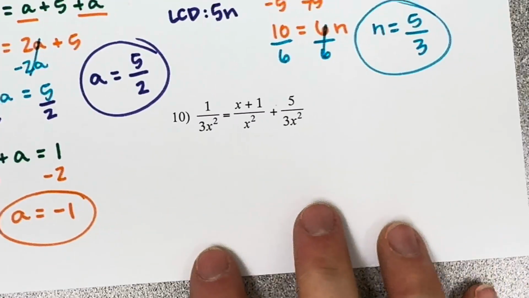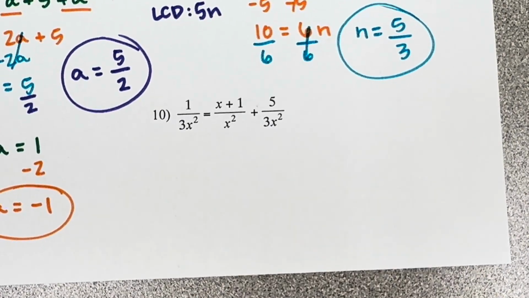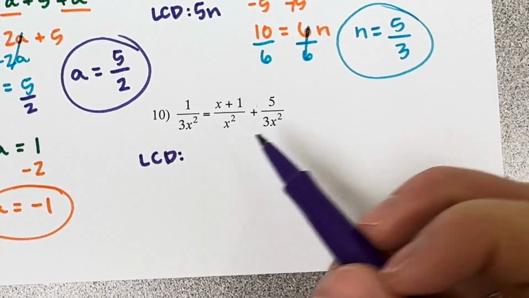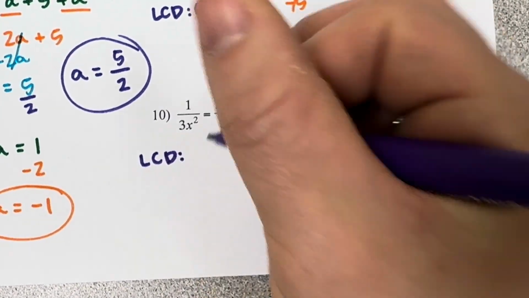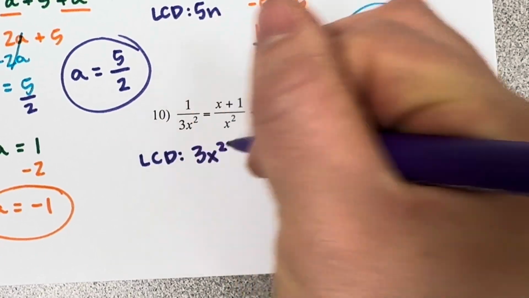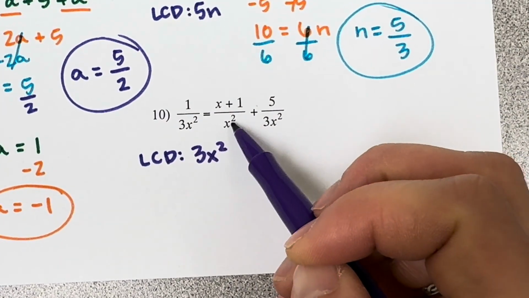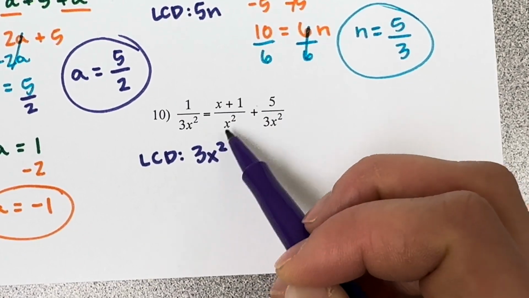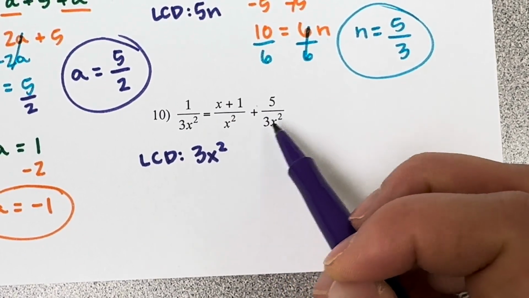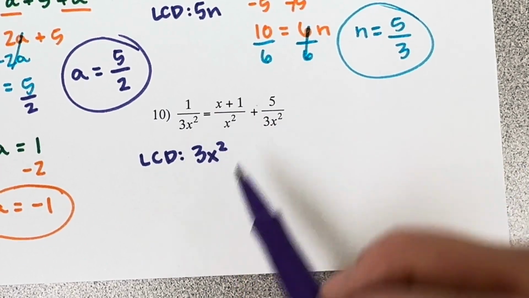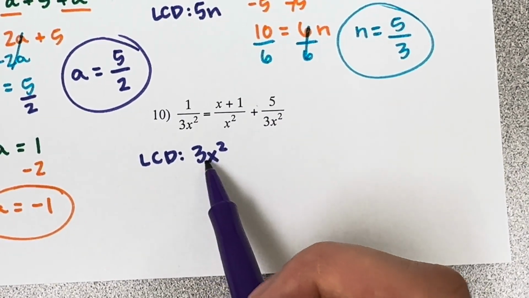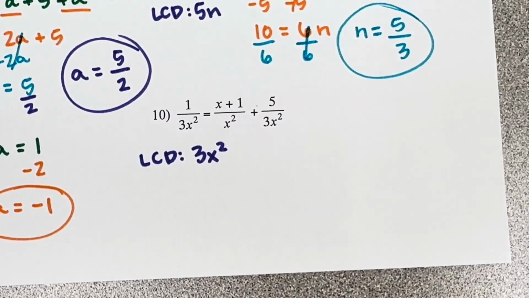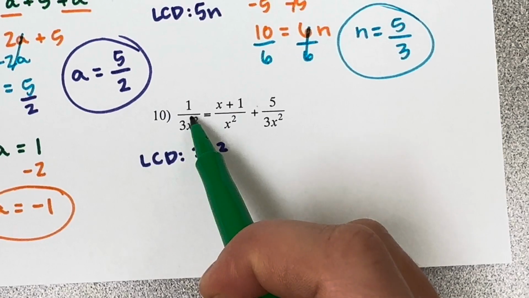Awesome. Last example. Okay, I need to find my LCD, least common denominator, make them all the same. First fraction has 3x squared. Second fraction has the x squared, okay, but we already accounted for the 3, so we're good with the x squared there. And then my third fraction, look at that, it already has everything it needs. Okay, so my least common denominator, having all the pieces to make them all the same, will be 3x squared.